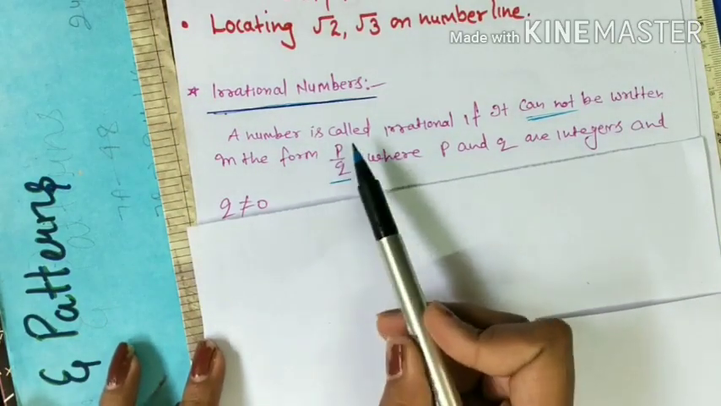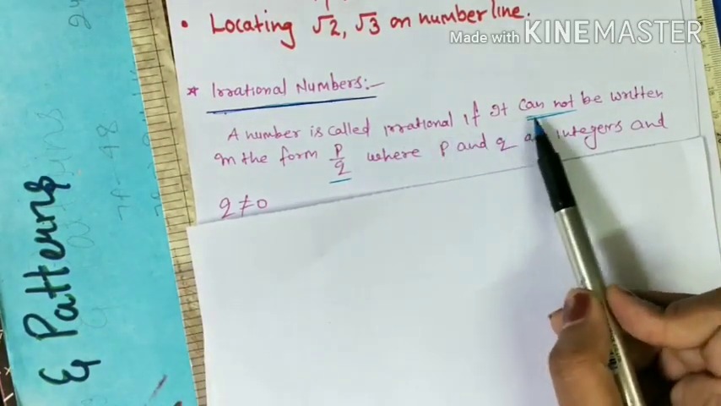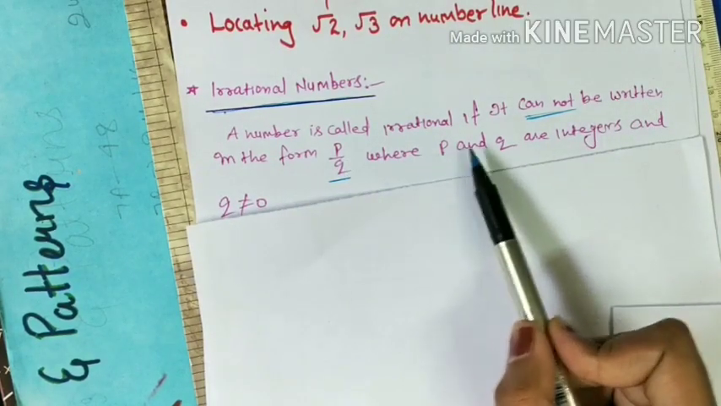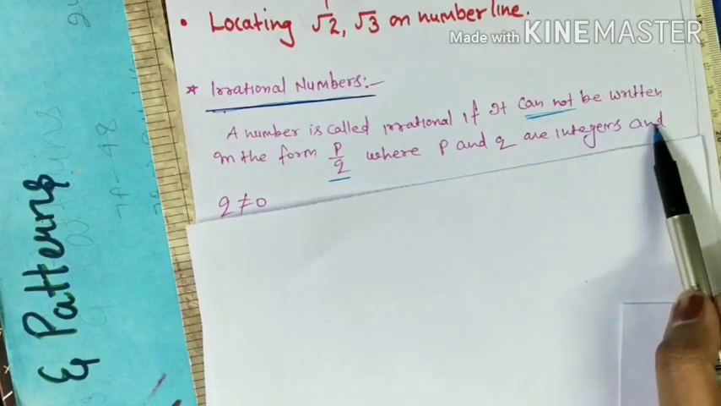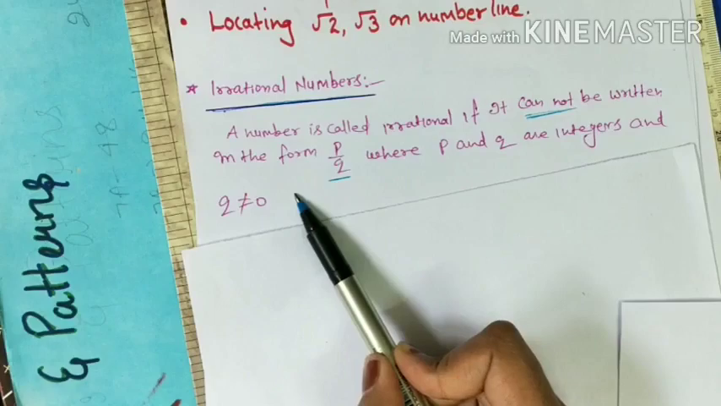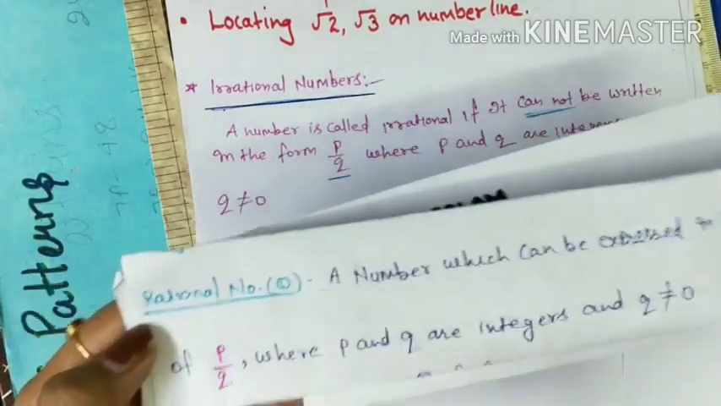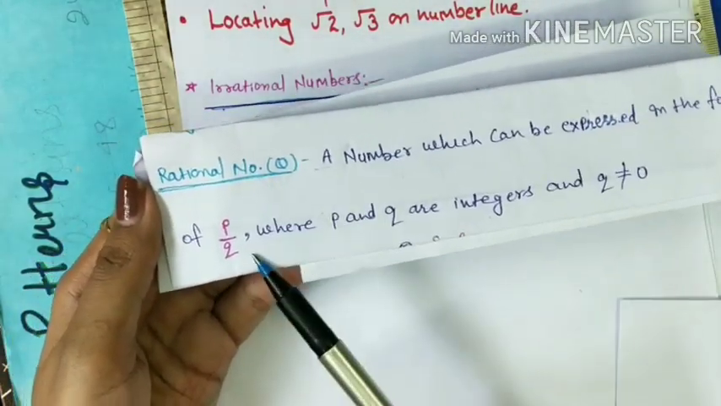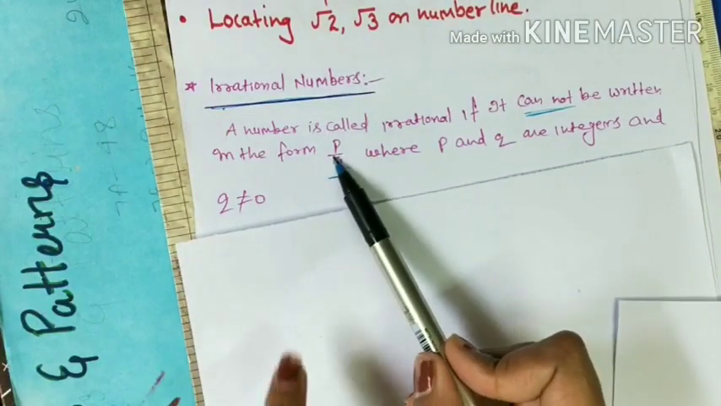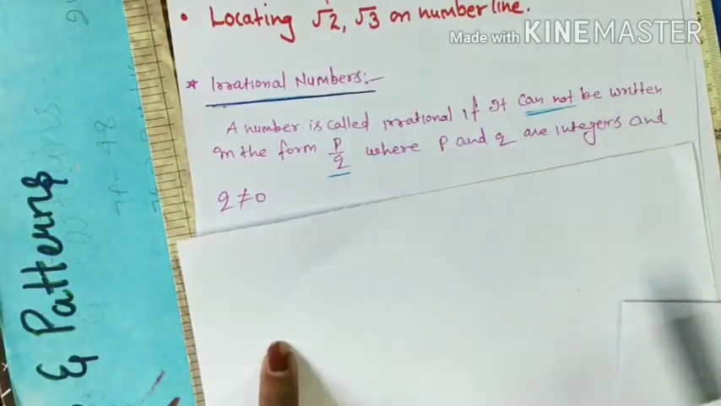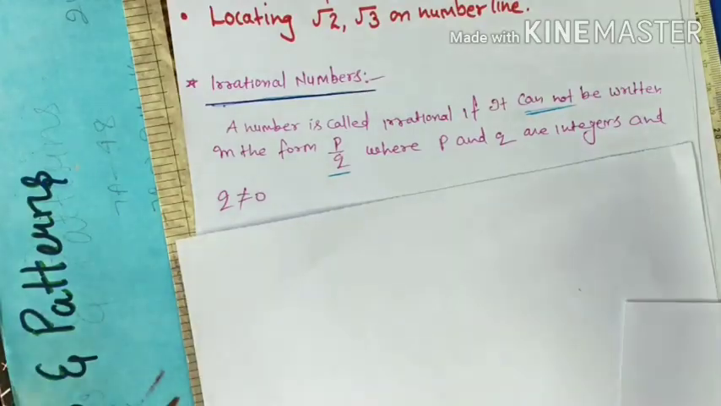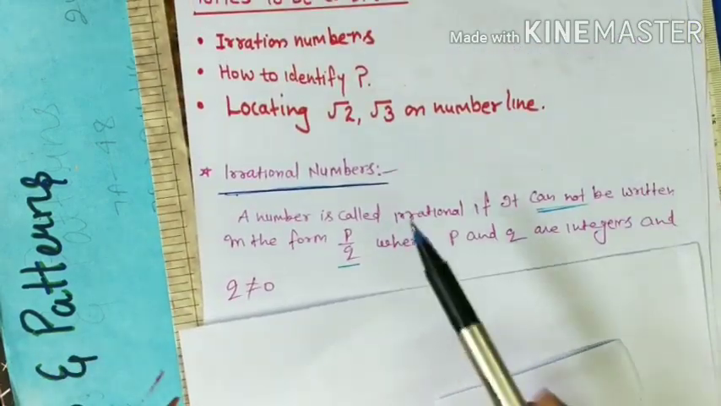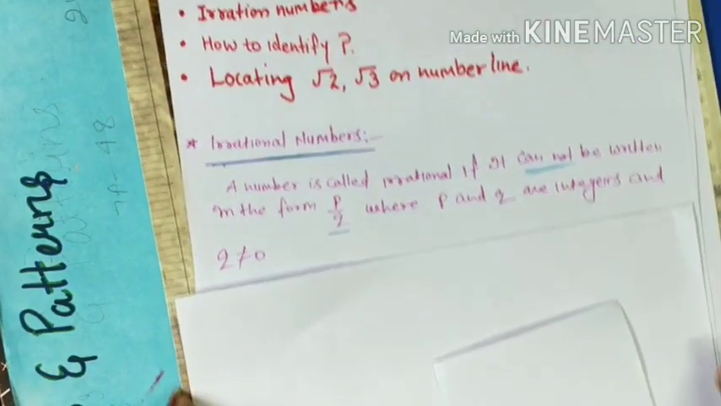Definition: a number is called irrational if it cannot be written in the form p by q, where p and q are integers and q is not equal to 0. Same type of definitions we have learned in case of rational numbers, children, but there we can write a number in the form of p by q. But in case of irrational numbers, we cannot write a number in the form of p by q. Now, to clear the confusion between rational and irrational, let's differentiate rational and irrational, meaning how to identify whether the given number is rational or irrational.